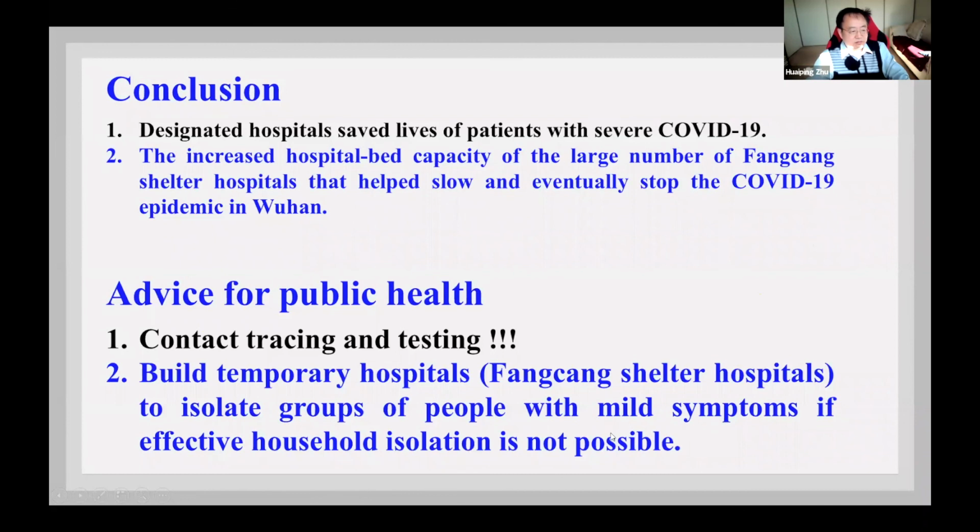The condition is if effective household isolation is not possible. So even though you apply NPIs, social distancing, and stay-home policies, if those policies are not enough, testing, tracing, and building temporary hospitals is the key.